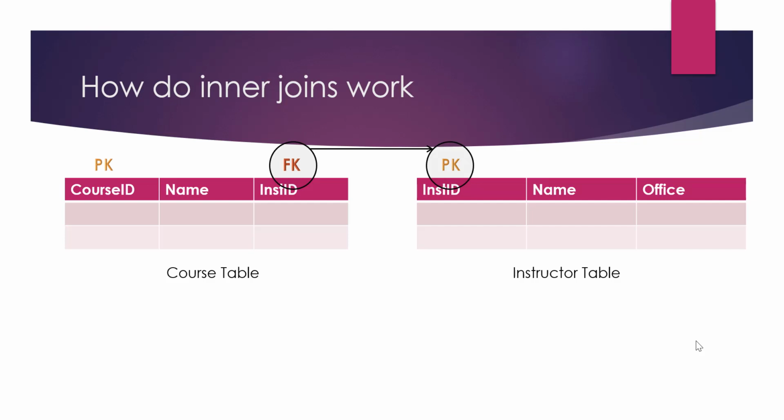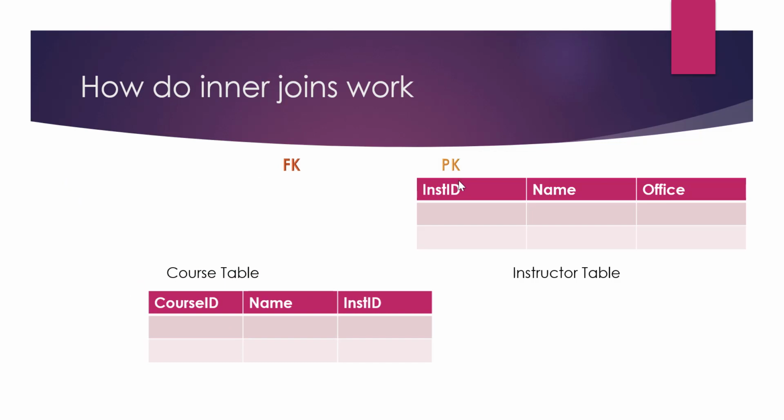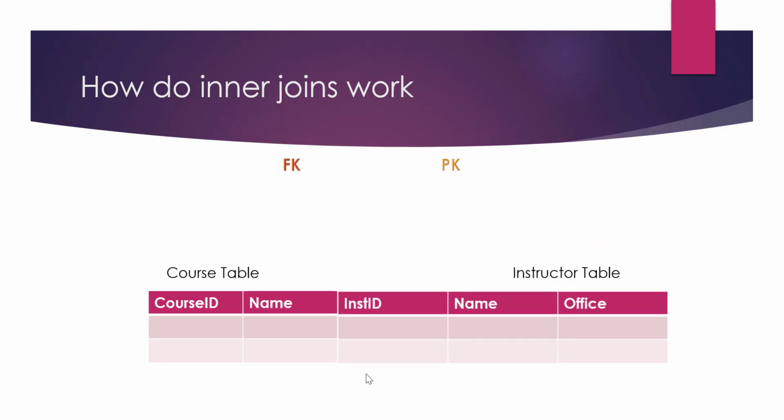Now, when I want to join these tables, basically what I'm doing is saying that both these columns are actually the same, and I want to place both of these tables on top of each other using that column. So we are going to place the course table on top of the instructor table using the instructor ID. So now I have a full table that has all the information that I need: the course ID, the name, the instructor ID, and then the name of that instructor and the office of that instructor.